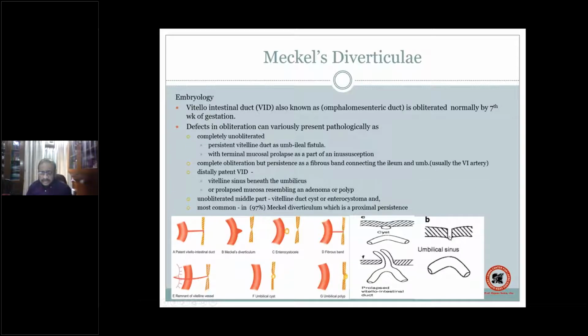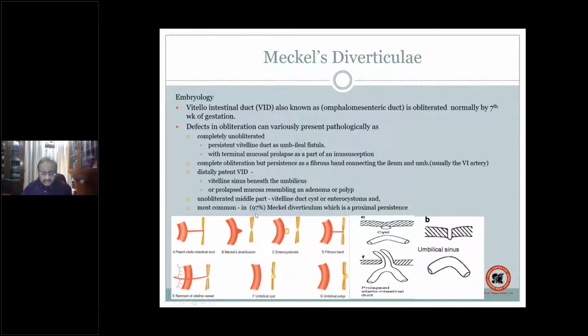So you've got the distal part, which is patent, either as a sinus or as a cyst underneath the umbilicus, or a prolapsed mucosa resembling an adenoma or a polyp. If there's a mucosal lining out here, it tends to prolapse out, so it looks like an adenoma. The typical feature is a child who presents soon after birth or in the first month after birth with a red lesion at the umbilicus, and this has to be differentiated from umbilical granuloma. So that's one of the presentations.